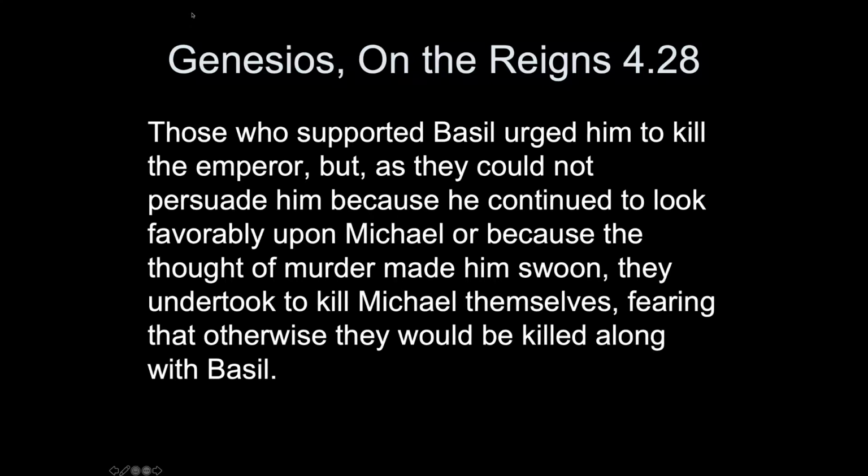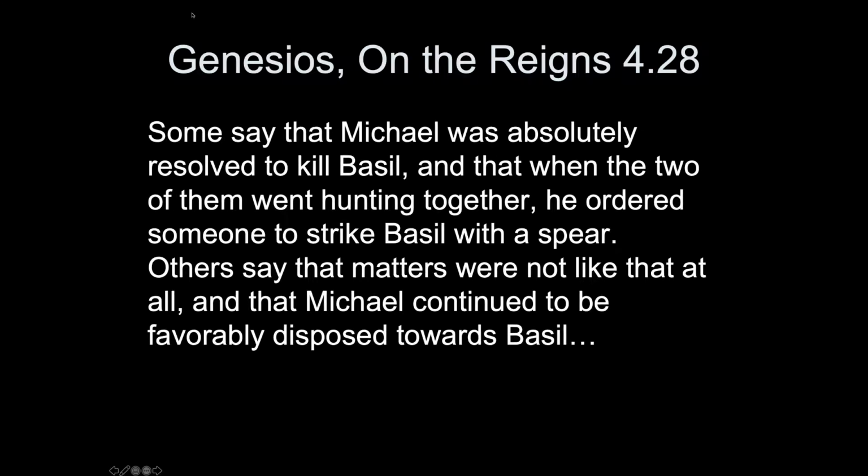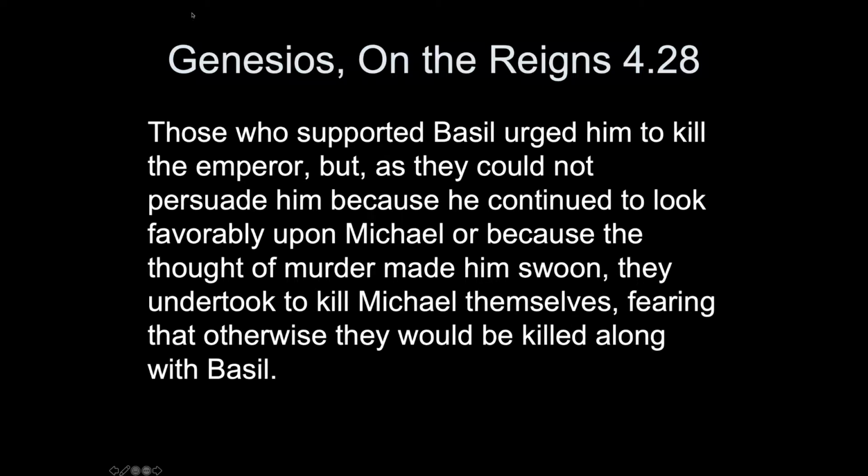Now, it's really remarkable to see what Genesius has done here. He says that enmity starts arising. Anger, hatred, suspicion starts arising between Michael and Basil, not because of the two of them, but because people are conspiring to create it. And so some people tell Michael that he's going to be killed by Basil. Some people tell Basil he's going to be killed by Michael. Some people say that this is actually true. Some people say that it's not true. I don't really know, Genesius says. But what we do know is that Basil did not kill Michael. Instead, people around Basil killed Michael because they were afraid that they would be killed if Basil was killed.